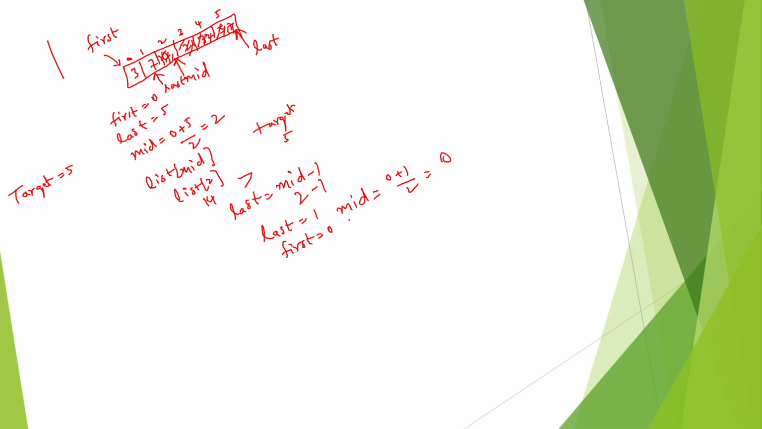So make mid value as 0. So what will happen? List of mid on one side and target on the other side. List of mid is nothing but list of 0. List of 0, how much is it? It is 3. Here this is your list, so list of 0 is 3. How much is the target? Target is 5, greater than 3.